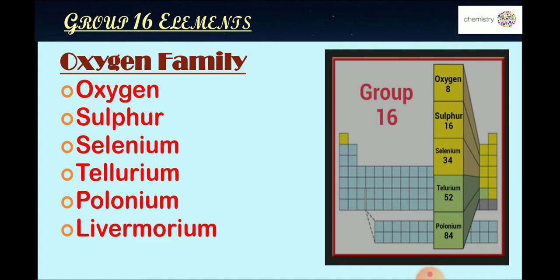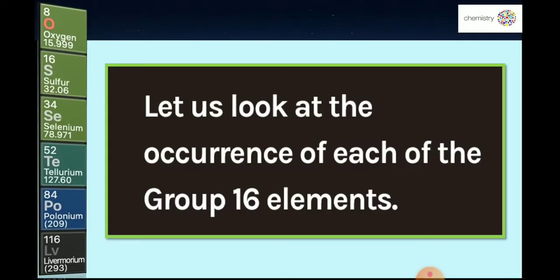Okay, fine. So in this group, we will be studying periodic properties, physical properties, chemical properties, uses and occurrence of the oxygen family. Later, we will discuss some important compounds of oxygen and sulfur. Okay, let me begin with the first concept. Let us look at the occurrence of each of group number 16 elements.